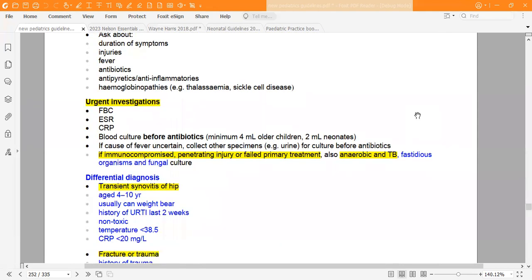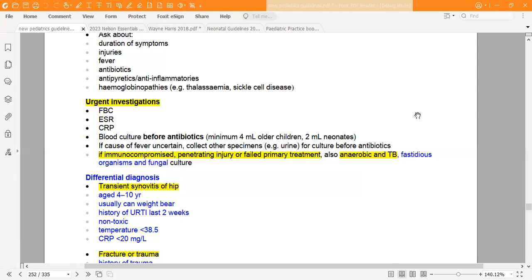Okay, what are the urgent investigations you need to do? Full blood count, ESR, CRP, blood culture before antibiotic, minimum 4 ml in older children, 2 ml in neonates. If cause of fever uncertain, collect other specimens, for example, urine. Keep in mind the UTI, urinary tract infection. Okay, in any case of fever, collect other specimens, for example, urine, for culture before antibiotic.